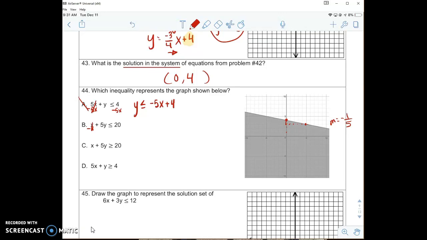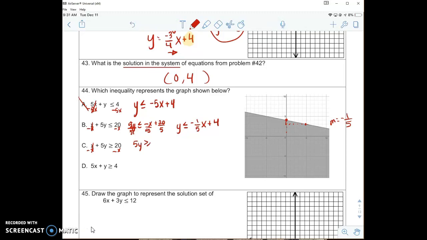Choice B, I'm going to subtract x on both sides. 5y is less than or equal to negative x plus 20. Divide everything by 5. Y is less than or equal to negative 1 over 5x plus 4. Okay, B could definitely be an answer choice. For C, I do the same thing, minus x and minus x.